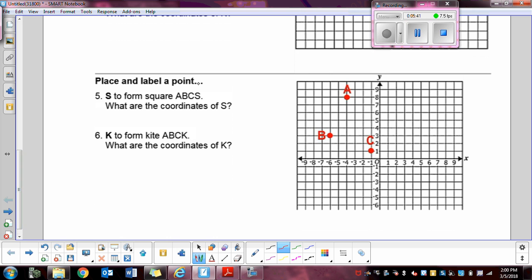It says place and label a point S to form a square. You know that the square, the sides have to be equal, and also my opposite sides are parallel, and all the sides are the same size. They're all going to be equal. So I'm going to look specifically at the angles of the slope of the opposite sides of my square, and look to find where we're going to place S.